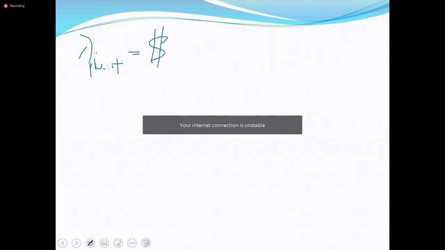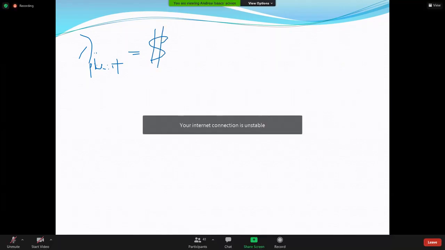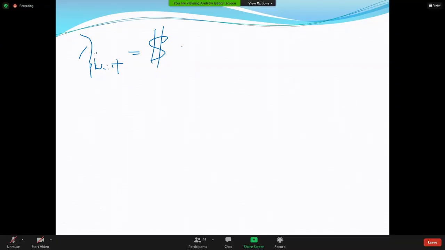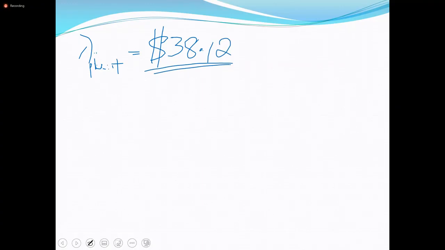Is this help out, Mr. Owner? Yes, sir. Help her out. What's the plant lambda? The plant lambda was 38.12. On the slide previously, yeah. All right, okay. So that's the plant lambda, which is equal to lambda 1, which is equal to lambda 2.